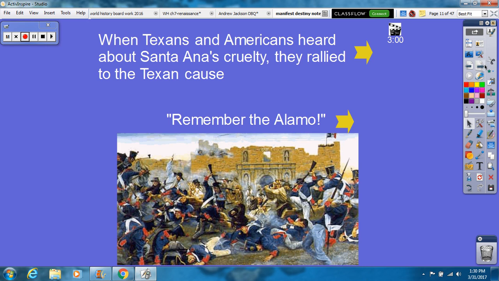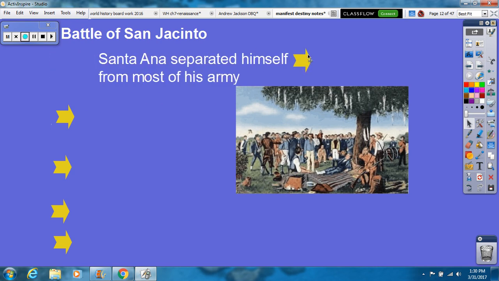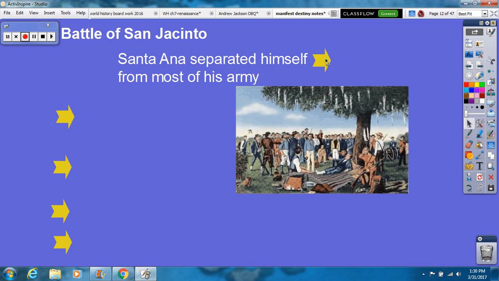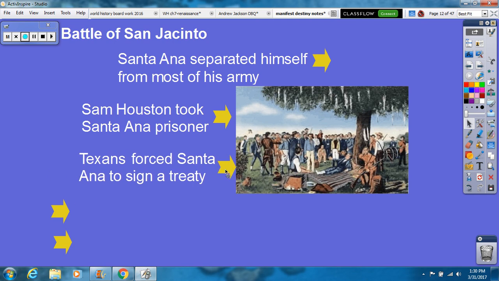And then eventually what happens is the Battle of San Jacinto, which will be the last battle. Santa Anna will separate himself from the rest of his army, thinking that he would basically go around and flank them. But what happens is he will actually be injured, and underneath a tree, he is forced to basically sign a treaty because he's taken prisoner by Sam Houston. And this treaty will basically say that Texas is now no longer part of Mexico. It is now part of the United States.